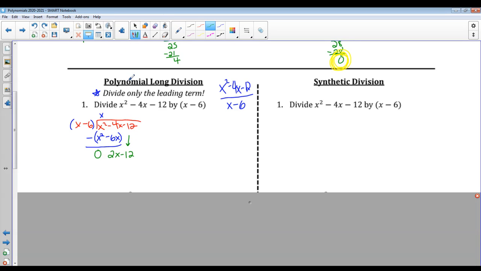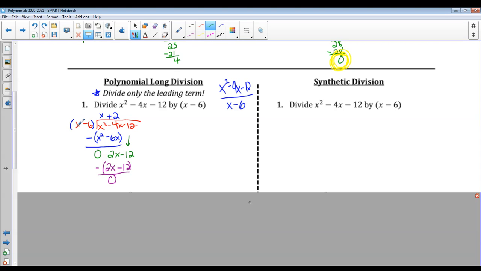All right, we do it again. How many times does x go into 2x? How many times do we need to multiply? We need to multiply it exactly 2 times. So plus 2. And we multiply. x minus 6. x times 2 is 2x. Negative 6 times 2 is negative 12. Remember, we're subtracting. 2x minus 2x is 0. 12 minus negative 12 is 0. So we have 0 remainder.